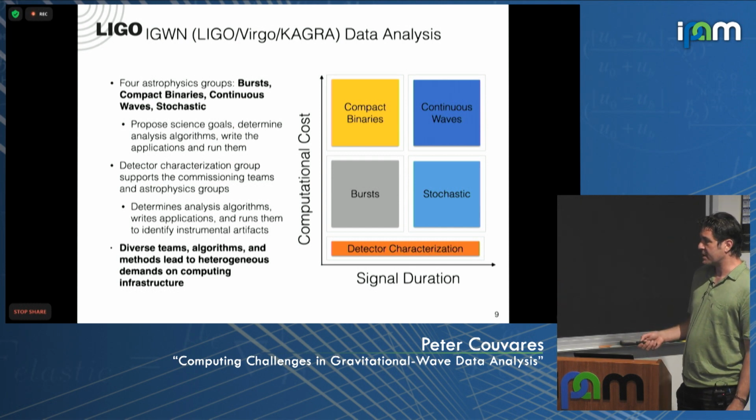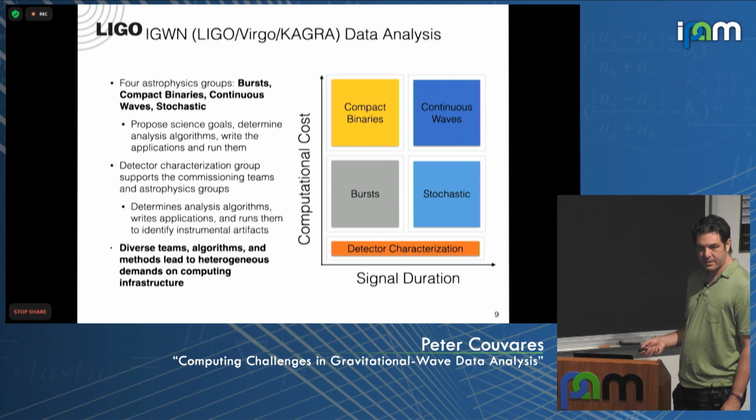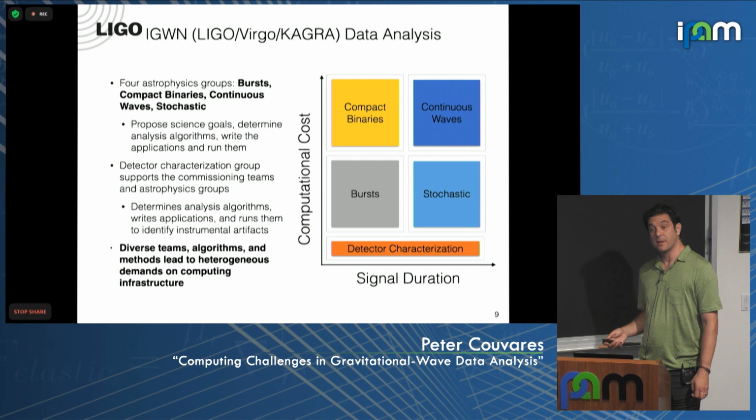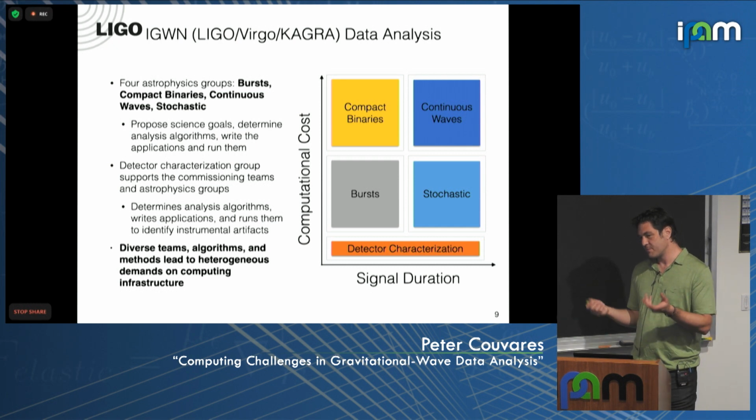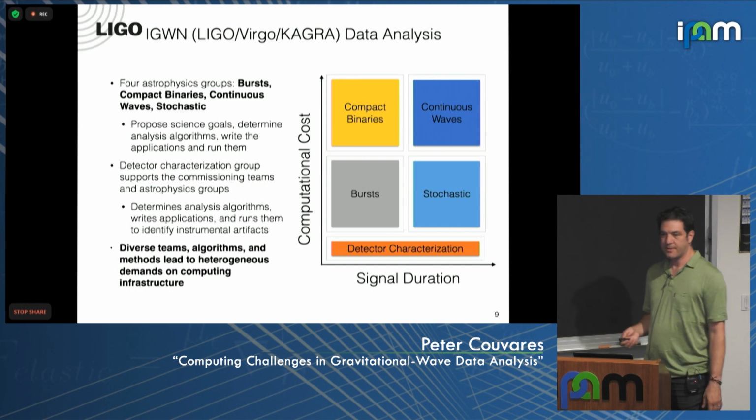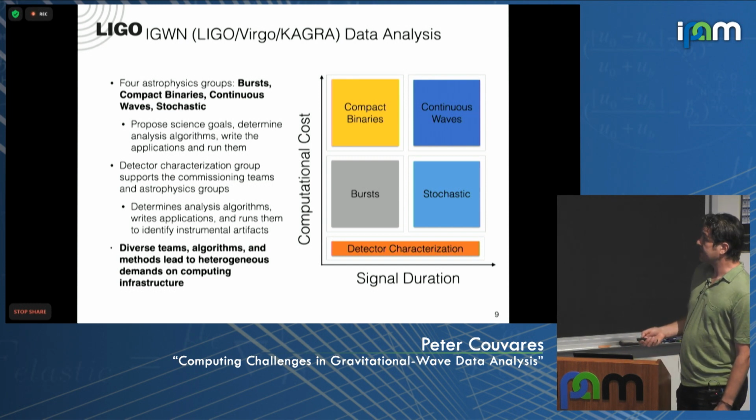And each of these groups has diverse teams, algorithms, and methods, and they lead to very heterogeneous demands on our computing infrastructure. For those of you who are familiar with the high-energy physics world, LIGO is much less structured, much less centralized. There's a lot more independence in computing that has evolved over the years. And so we have a really diverse mix of codes, frameworks, and approaches, and that leads to a real challenge.